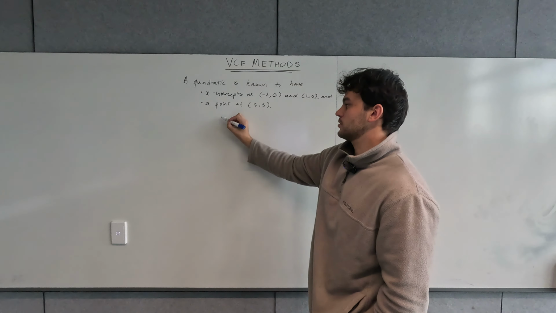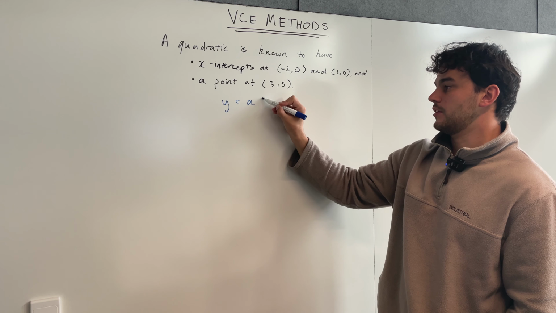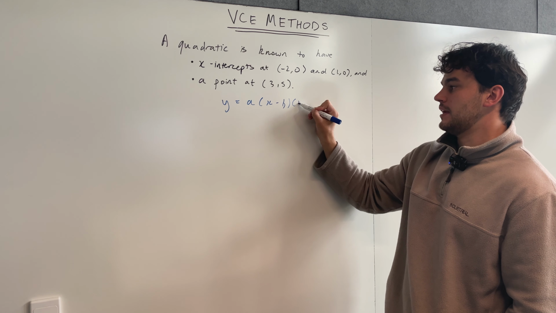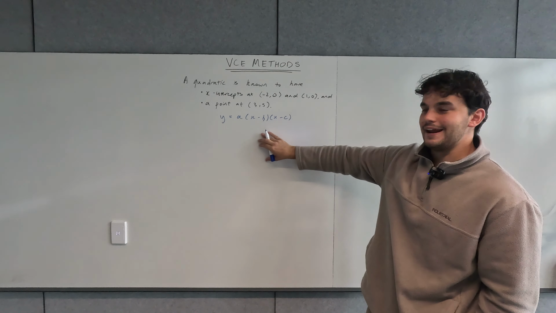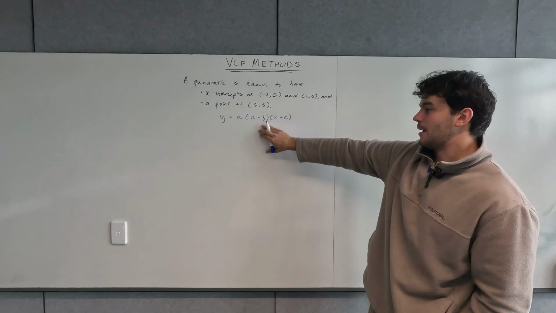You just don't need to know how to do it, because it's much easier just to put this straight into x-intercept form, which looks something like this, where we have y is equal to a outside of (x minus b) outside of (x minus c). Those letters aren't really standard. I just went in alphabetical order, but you can use any parameter that you want.